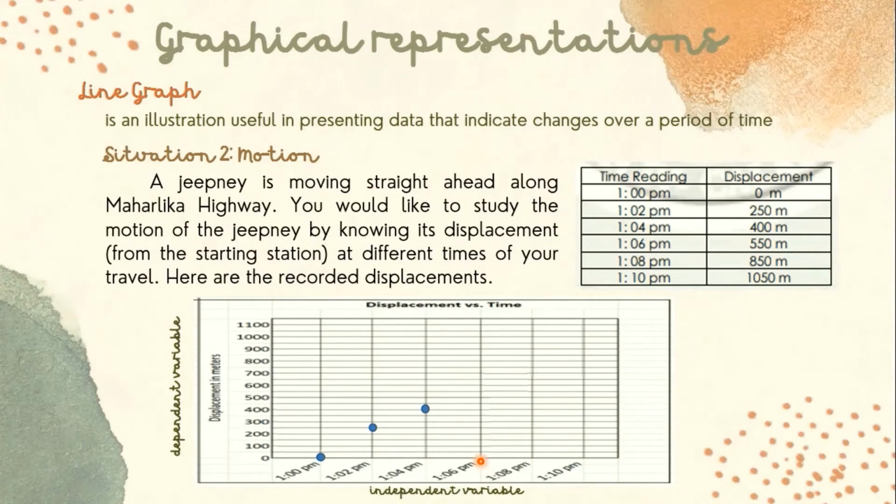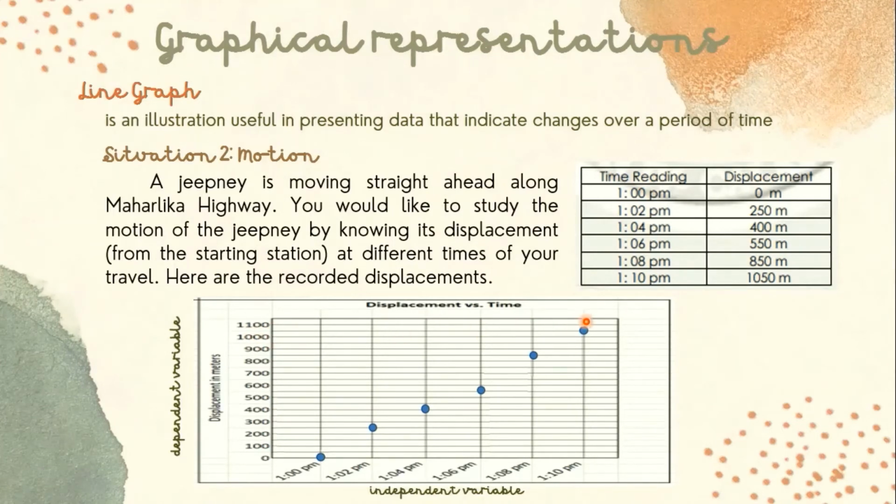1:06 p.m., ang na-record natin ay 550. 550 ay in between 500 and 600. Yung kanilang intersection ay ito. Para naman sa 1:08 p.m., ito ang 1:08 p.m. Ang recorded natin ay 850 meters which is in between 800 and 900. Ito yung kanilang intersection. Lastly, for 1:10 p.m., ang recorded na displacement ay 1,050 meters which is in between 1,000 and 1,100.